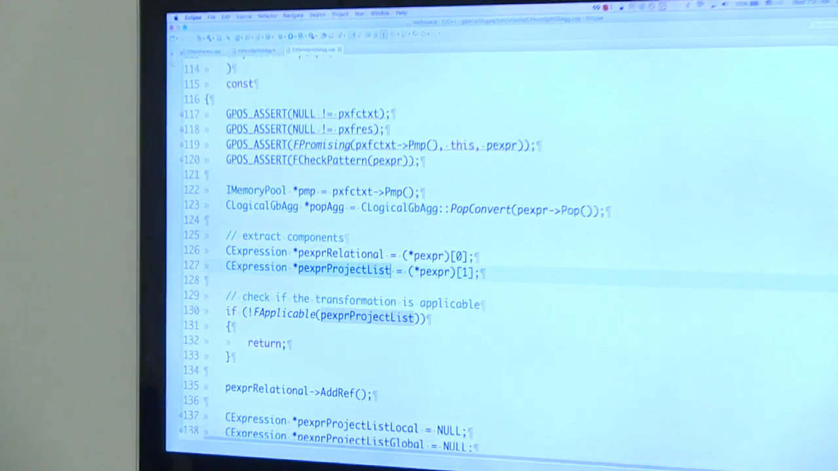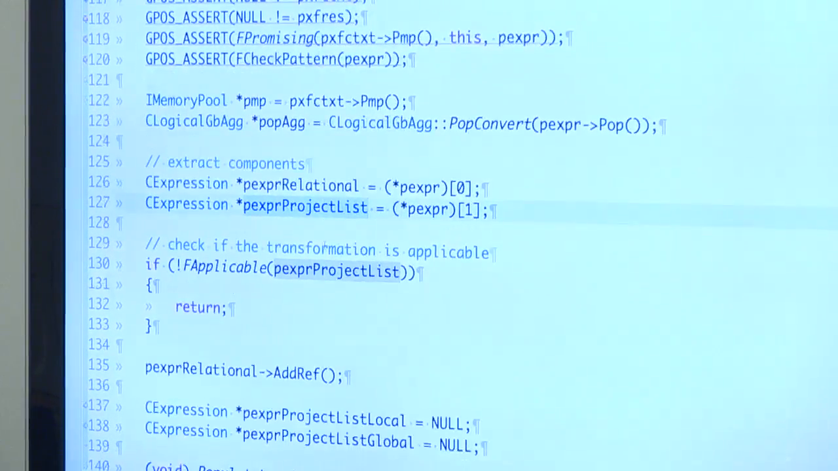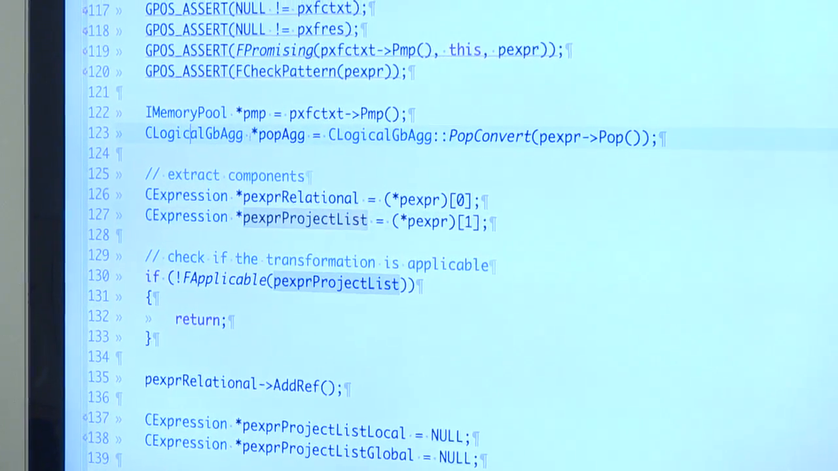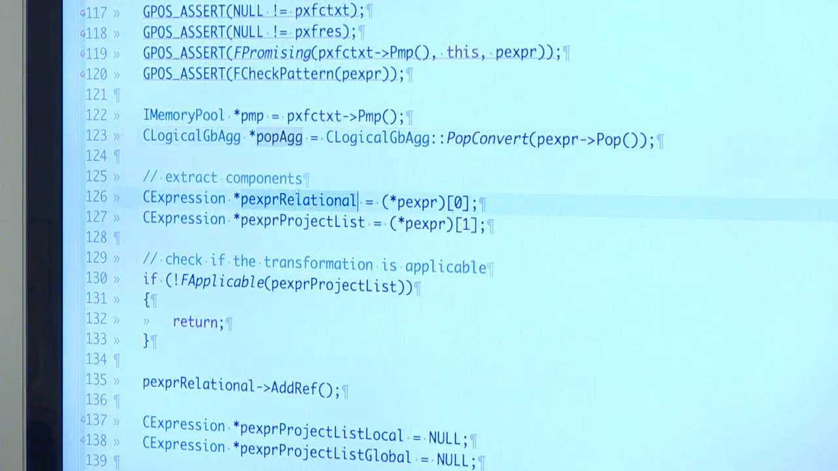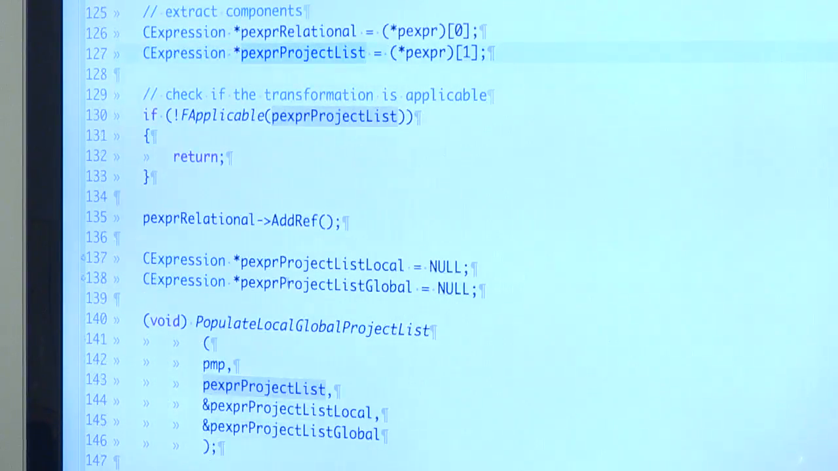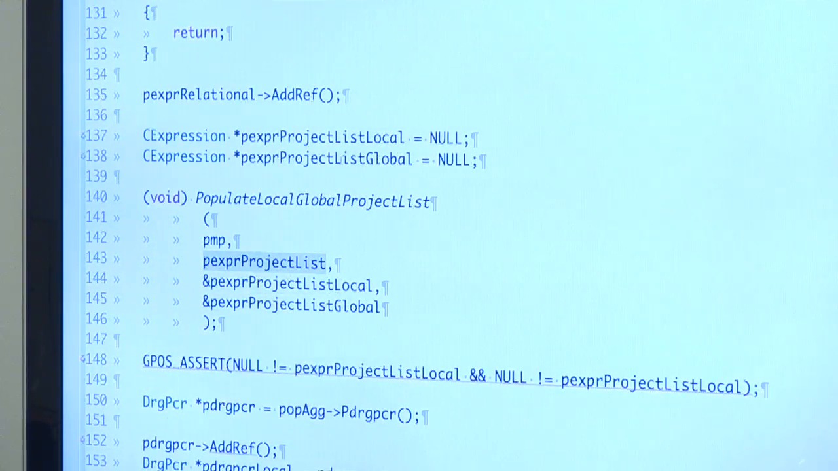And then my second child is a scalar, right? In the pattern, I say this is a scalar, which is my projection list. So based on that pattern, I know how I can extract the information I need. Then we start to do the massage. Remember, we want to split it. So in here, basically we say we want to split the projection list into local part and the global part.